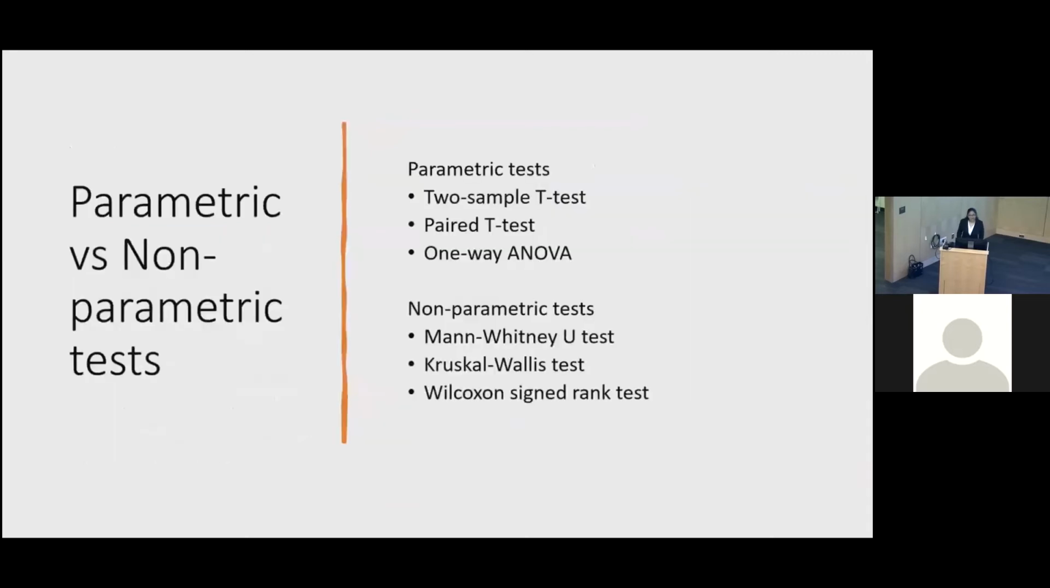Okay, so now let's discuss different measures of associations used in continuous data analysis. Based on the discussion of the data, you decide which test to perform. If your data is normally distributed, you perform a parametric test, and if your data is non-normally distributed, you perform the non-parametric test. The different parametric tests are the two sample t-test, paired t-test, one-way ANOVA, and the non-parametric tests are the Mann-Whitney U test, Kruskal-Wallis test, and the Wilcoxon signed-rank test.